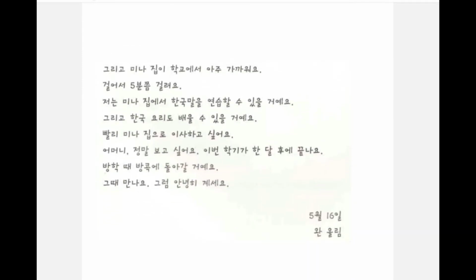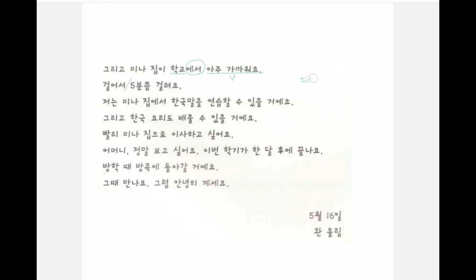그리고 미나 집이 학교에서 아주 가까워요. Subject 미나 집이. Where's the verb? 아주 가까워요. Very close. From where? Again, from school. 걸어서 5분쯤 걸려요. I would divide it into two. This is quite short sentence, but I'm going to divide it here. So the main sentence will be 5분쯤 걸려요.